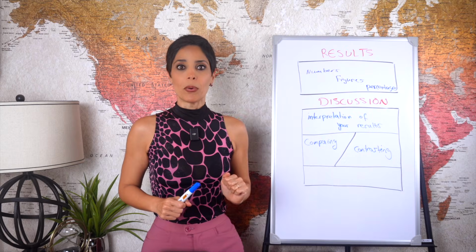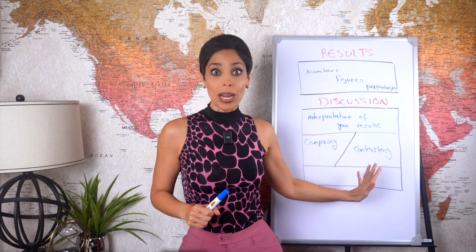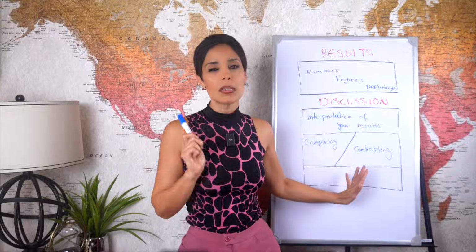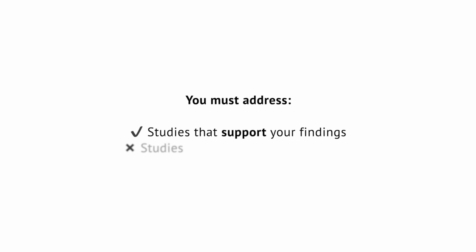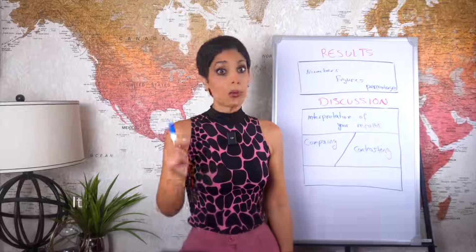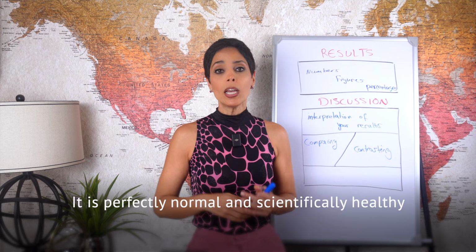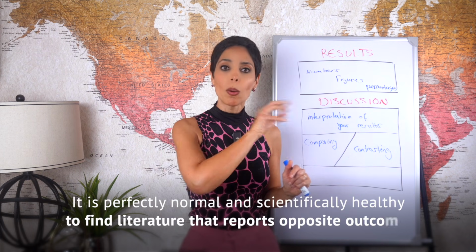Now, here is the key point. Comparing and contrasting does not mean only citing works that agree with you. You must address studies that support your findings and studies that contradict your findings. Both matter. It's perfectly normal and scientifically healthy to find literature that reports the opposite outcome.